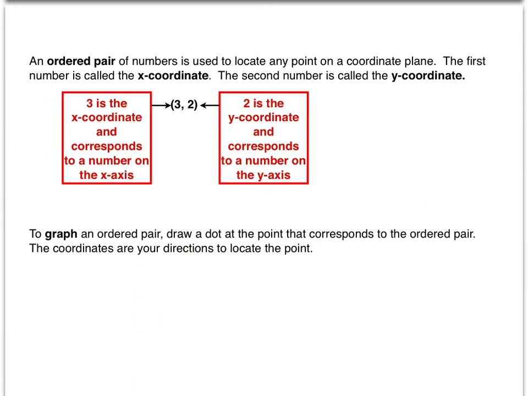Recall that an ordered pair of numbers is used to locate any point on a coordinate plane. The first number is called the x-coordinate, and the second number is called the y-coordinate. In the example ordered pair (3, 2), 3 is the x-coordinate and corresponds to a number on the x-axis, and 2 is the y-coordinate and corresponds to a number on the y-axis. To graph an ordered pair, draw a dot at the point that corresponds to the ordered pair. The coordinates are your directions to locate the point.